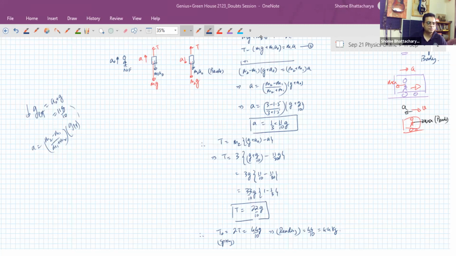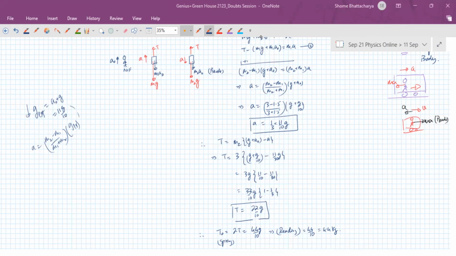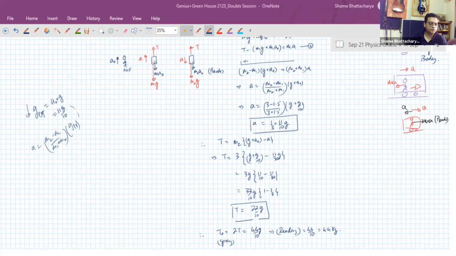So at this point of time, one thing you can simply understand is that if you're seeing this from the ground frame, you will not see the two blocks having the same magnitude of acceleration because the pulley is also going up. Yes, sir. So then we cannot write both their accelerations the same, A in magnitude. So the question will become more complicated to solve. Hence, it's easier to understand it in the reference frame of the lift, which becomes a non-inertial frame.